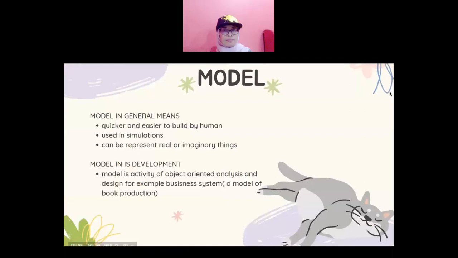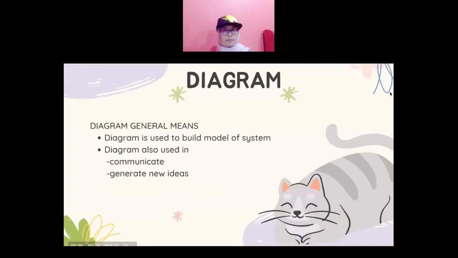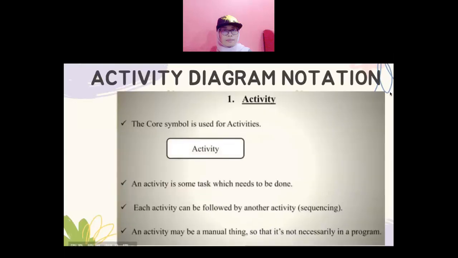Next, the model. Model in general means quicker and easier to build by human, used in simulations, and that can be represent real or imaginary things. Model in development also. Model is activity of object-oriented analysis and design for the example business system, such as a model of book production. Next, the diagram. Diagram in general means diagram is used to build a model of system. Diagram also used in communicate and generate new ideas.